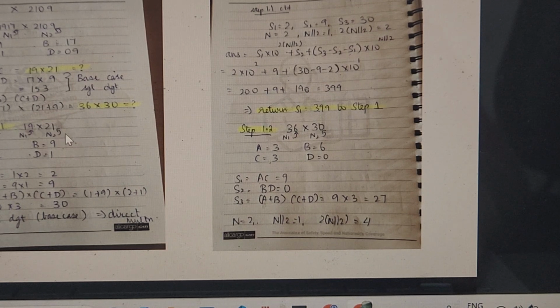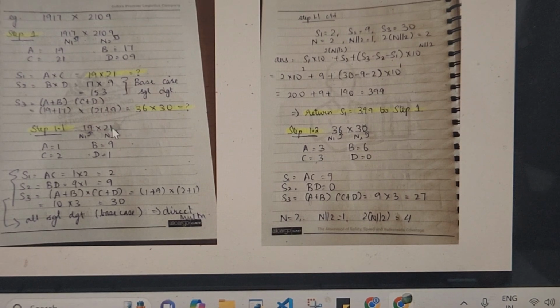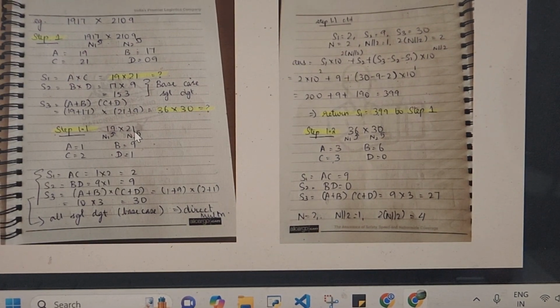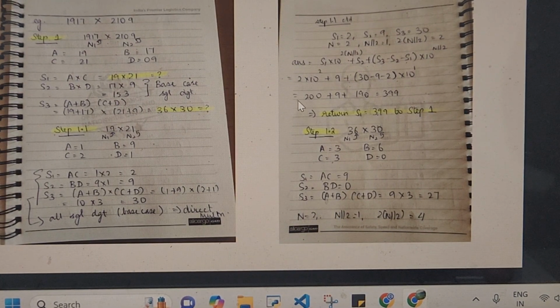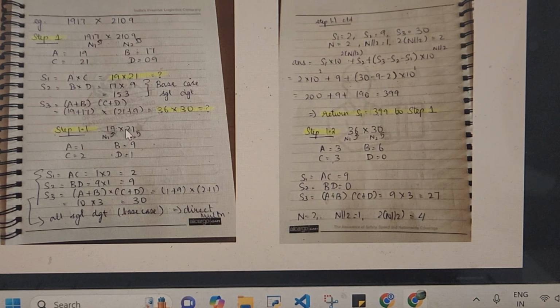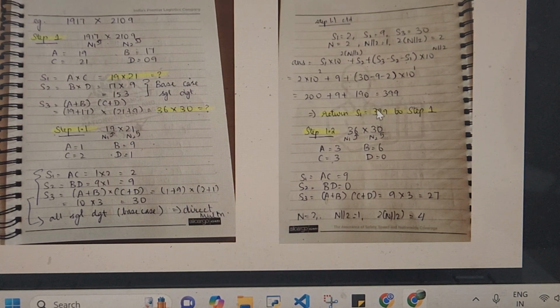So you remember step 1.1 we were trying to find 19 into 21, and why did we do that? Because we needed that for S1. So the answer we finally got is 399. So you put back S1 equals 399, and if you use a calculator or pen and paper to check, you will find out that 19 times 21 is actually 399. So again, step 1.1 we divided, everything was base case luckily, so we conquered with direct multiplication. Combine was straightforward, we had all the values, we know the formula, we just had to put in the numbers and calculate. We got 399.